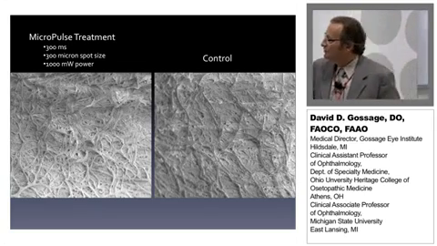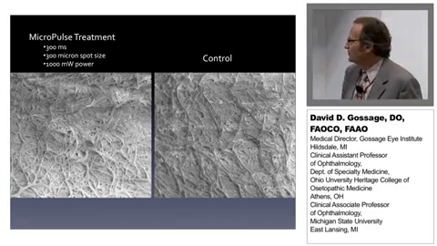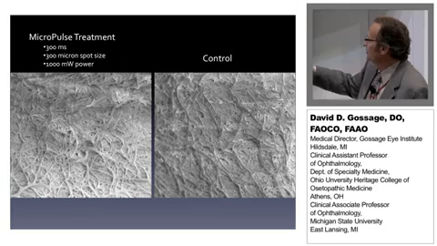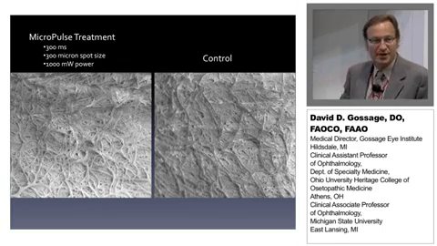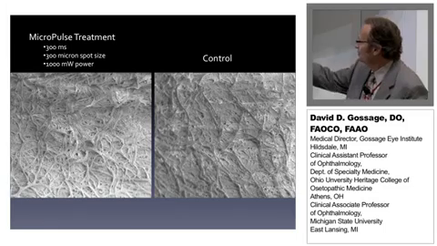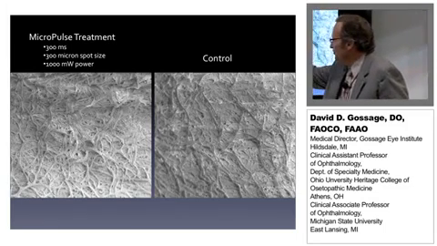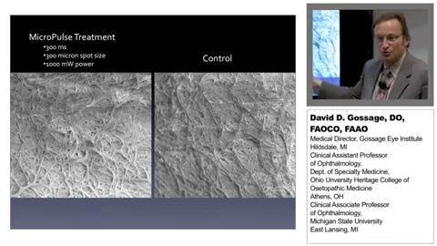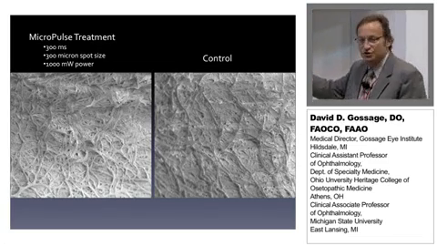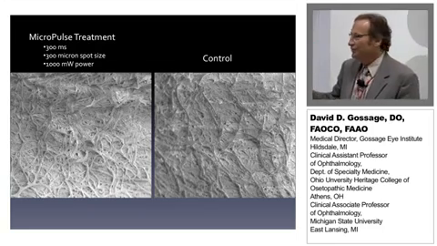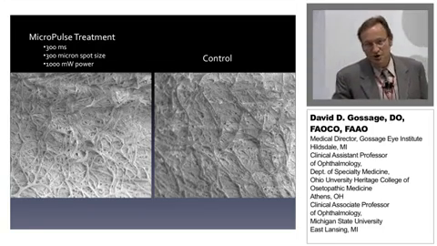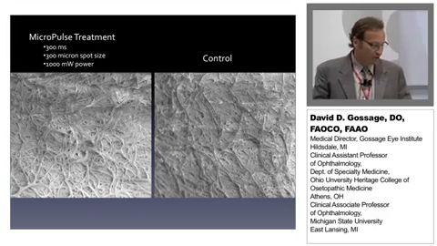Now, if we compare that to the MicroPulse model of the same thing, if we use a 300 millisecond duration and a 300 micron spot size and 1,000 milliwatts of power, you can look at the MicroPulse treated trabecular meshwork versus that of the control, and you see no thermal energy destruction of the tissue. So we're delivering that energy but not causing any destruction of the trabecular meshwork.